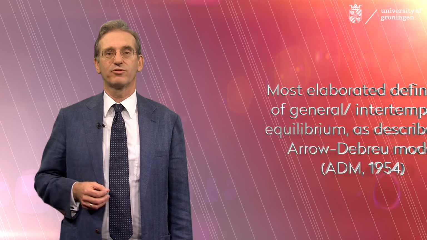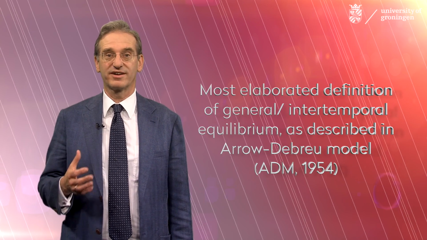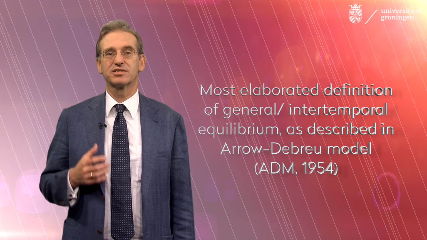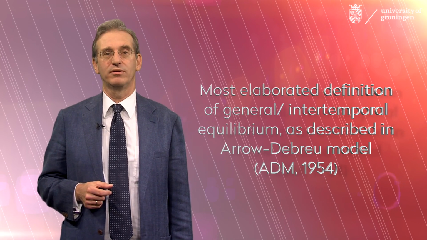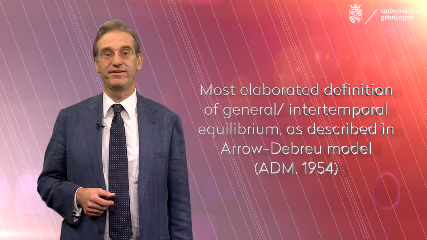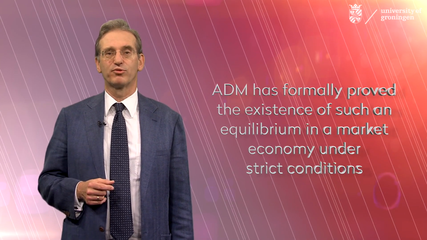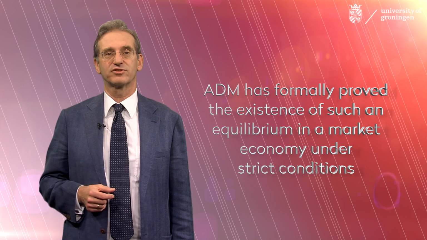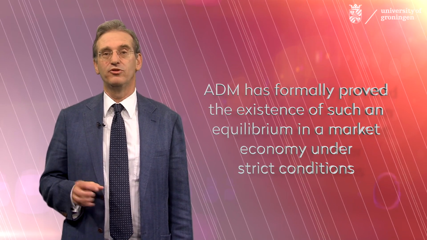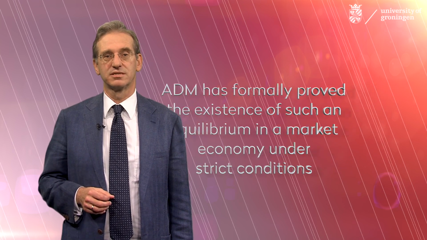The most elaborate definition of general equilibrium or intertemporal equilibrium has been described by Arrow and Debreu in the so-called Arrow-Debreu model, which was published in 1954. That model has formally proved the existence of such a general equilibrium in a market economy under very strict conditions.